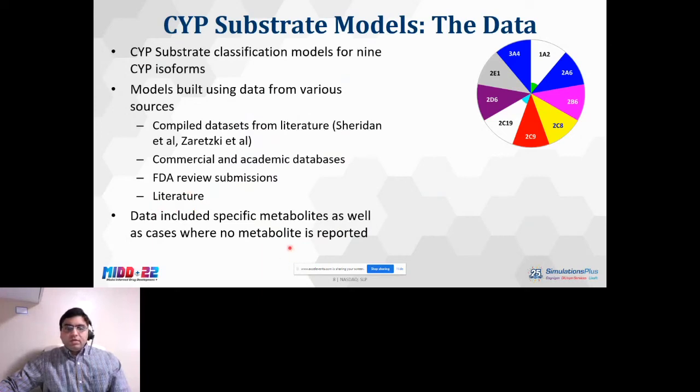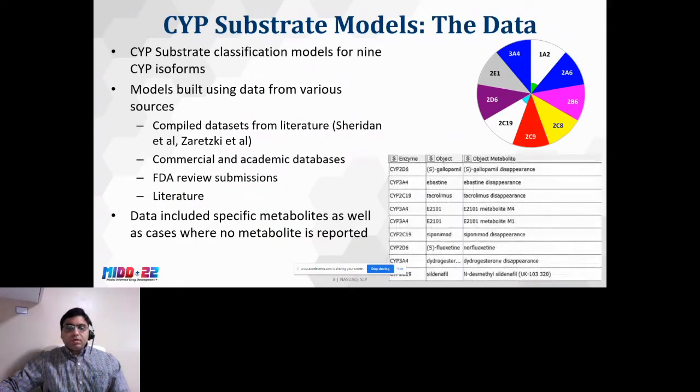While collecting the data, we made sure that compounds were included even if the specific metabolite is not reported. For example, if we look at this table, we can see that in some cases CYPs are responsible for leading to specific metabolites, and we have extracted the chemical structure. But in some cases, when the compound is treated with the CYP, the authors just report its disappearance, but not a specific metabolite. Even then, this compound is a substrate of the reported CYPs. And that's how our substrate database was compiled.